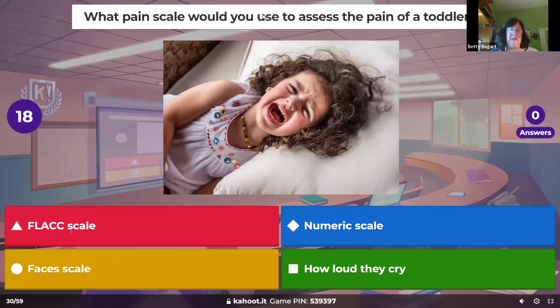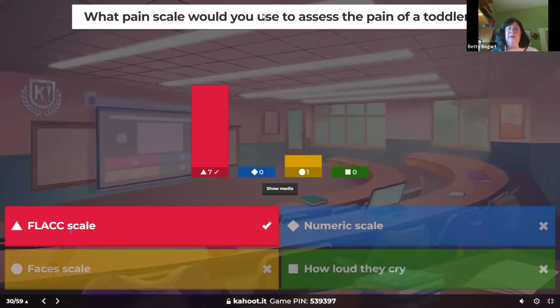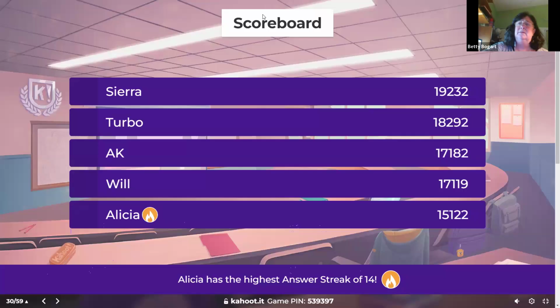What pain scale would you use to assess the pain of a toddler, ages 1 to 3? And I'll add there, and nonverbal children. It's the FLACC scale. Faces, legs, activity, consolability, and crying. That's what that means.